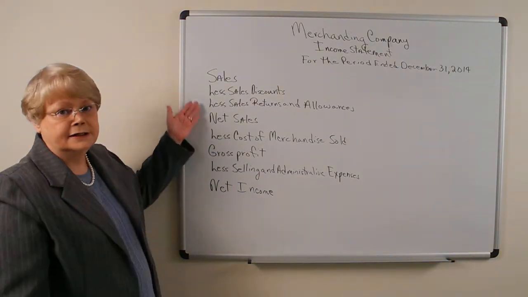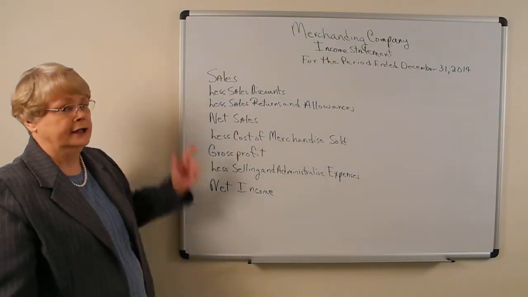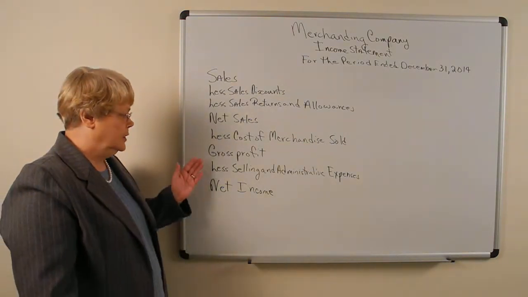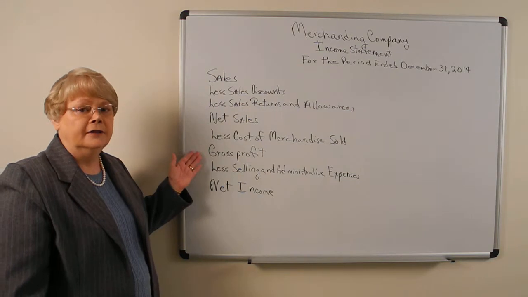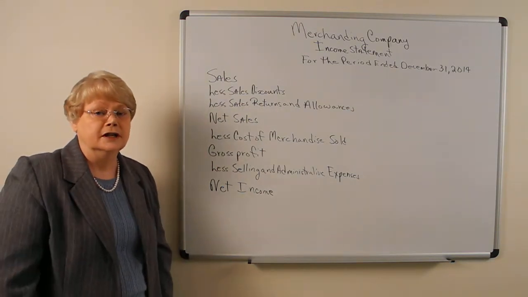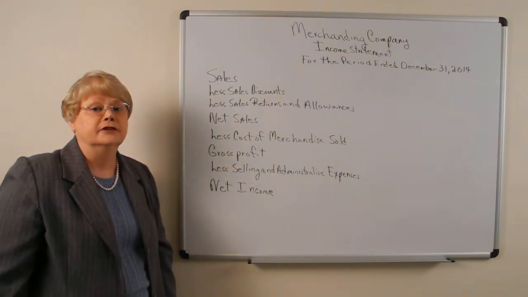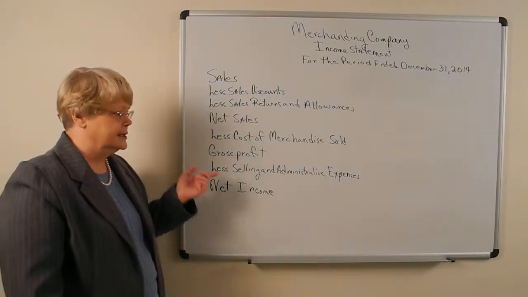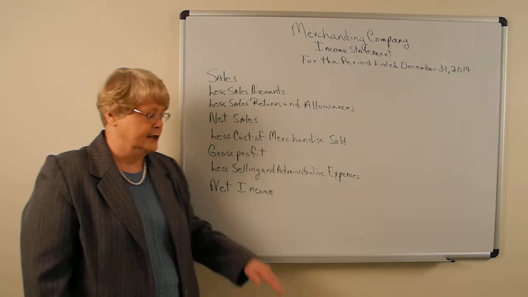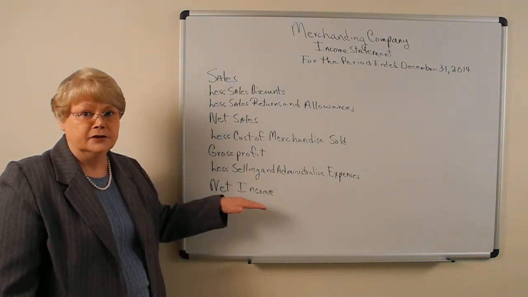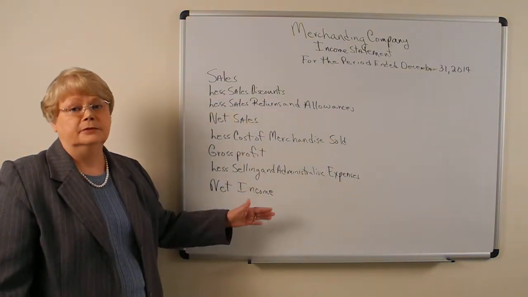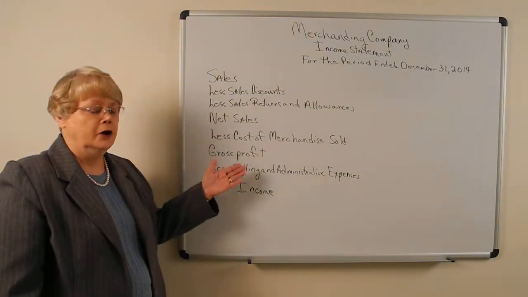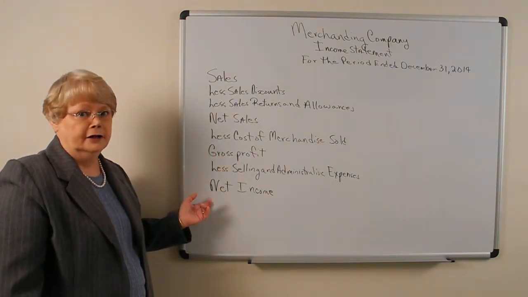We are going to get net sales though, because we're going to subtract out these contra accounts to get net sales. We come down to gross profit. That is the profit just on the merchandise itself before we consider any other expenses. And then we will subtract out the selling and administrative expenses. These are usually broken out into two separate categories. You get a subtotal and then you get a total of all of your expenses. Subtract it from your gross profit and you come up with your net income.